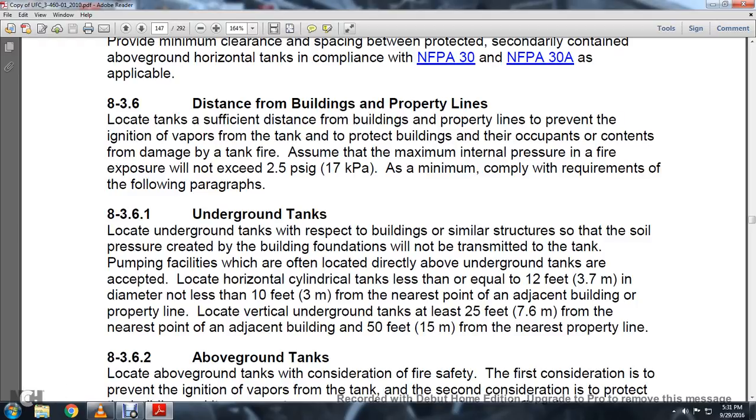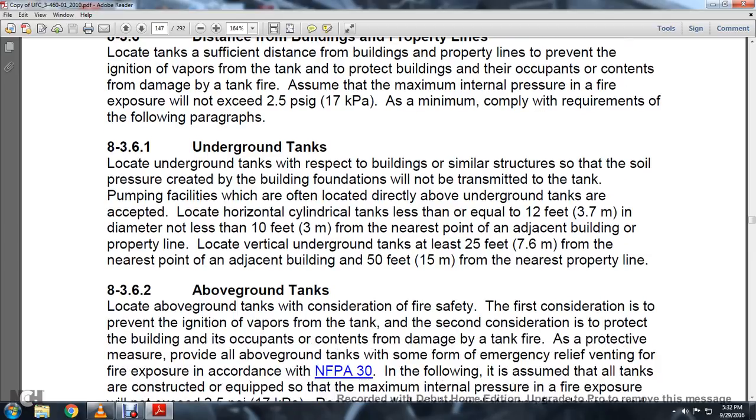8.3.6.1 Underground tanks. Locate underground tanks with respect to the building and similar structures so that the soil pressure generated by the building foundation will not be transmitted to the tank. Pumping facilities, which are often located directly above the underground tanks, are accepted. Locate horizontal cylindrical tanks less than or equal to 12 feet in diameter not less than 10 feet from the nearest point of the adjacent building or the nearest property line. Locate vertical underground tanks at least 25 feet from the nearest point of the adjacent building or 50 feet from the nearest property line.